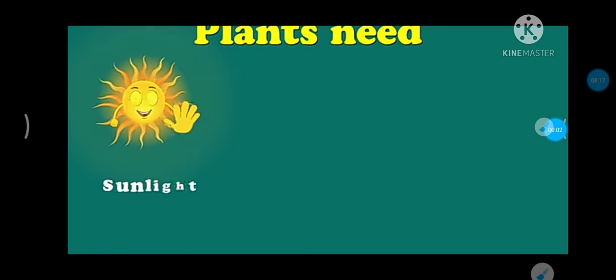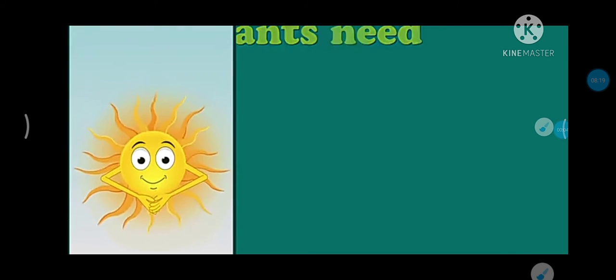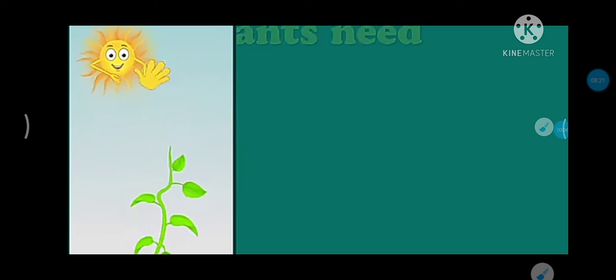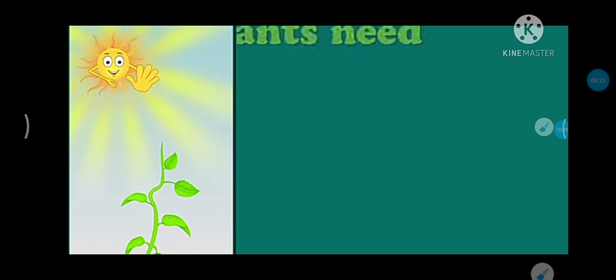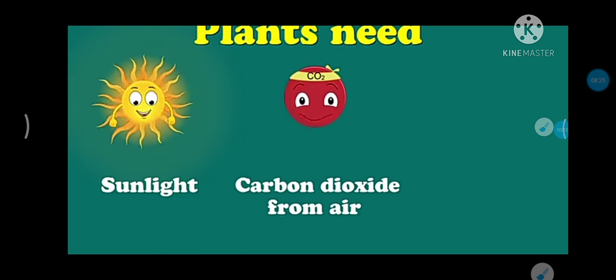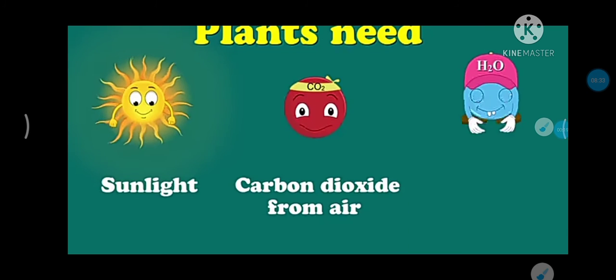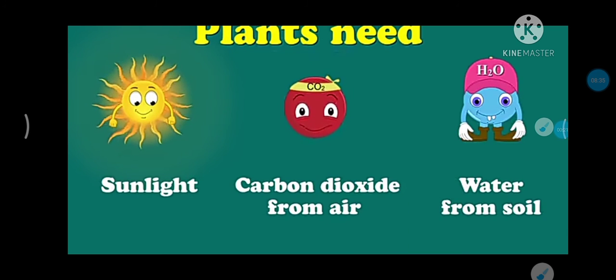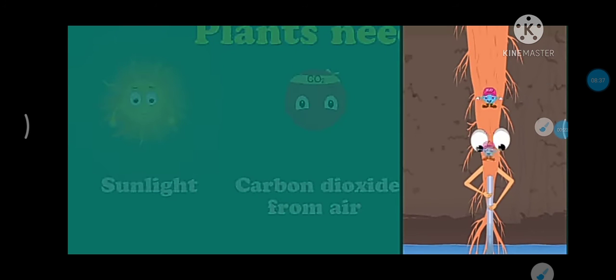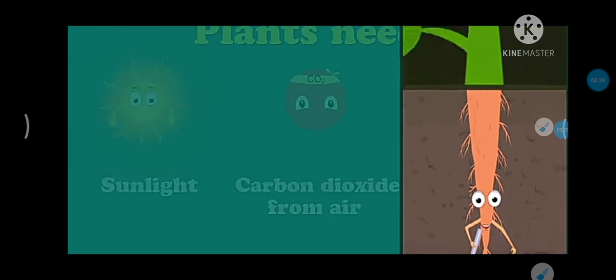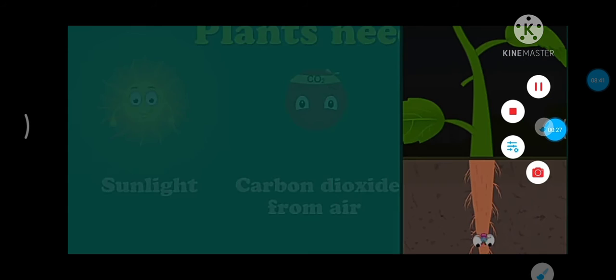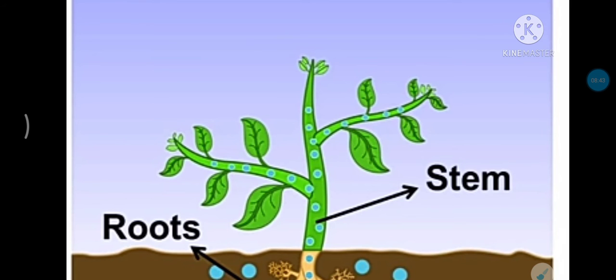Now let us see in details. Plants need sunlight, carbon dioxide from air, which gets inside through the stomata, and also water from soil, which is taken in by the roots of the plants. That is why we should water the plants.